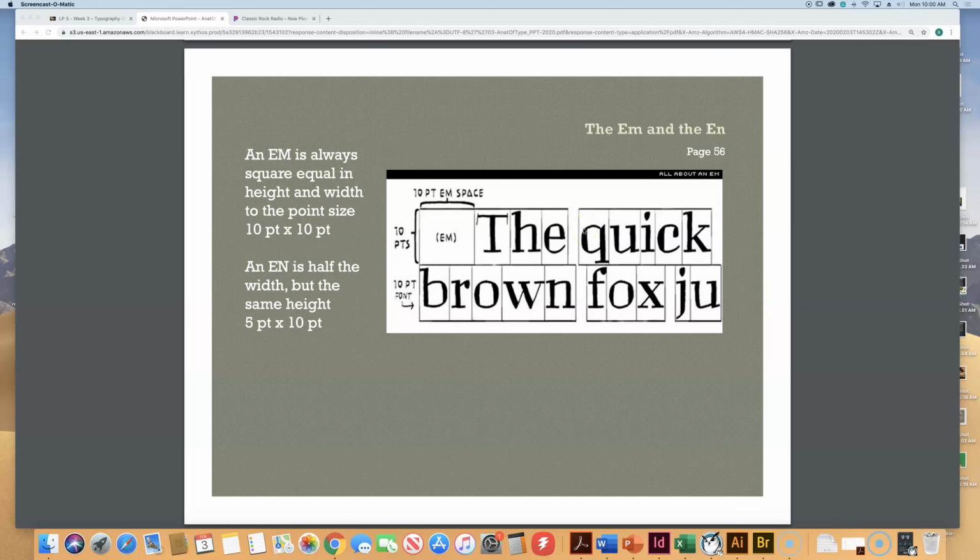Okay, that is the end of chapter 2. So we got our basic anatomy and measurements. Everybody feel good about it, or at least a good start? All right.